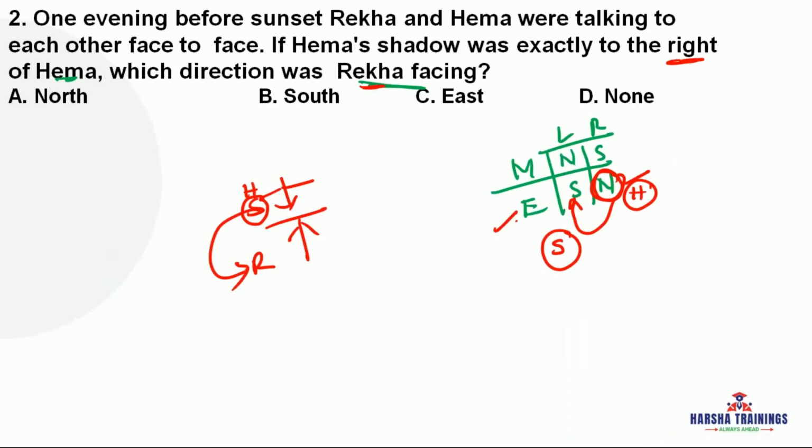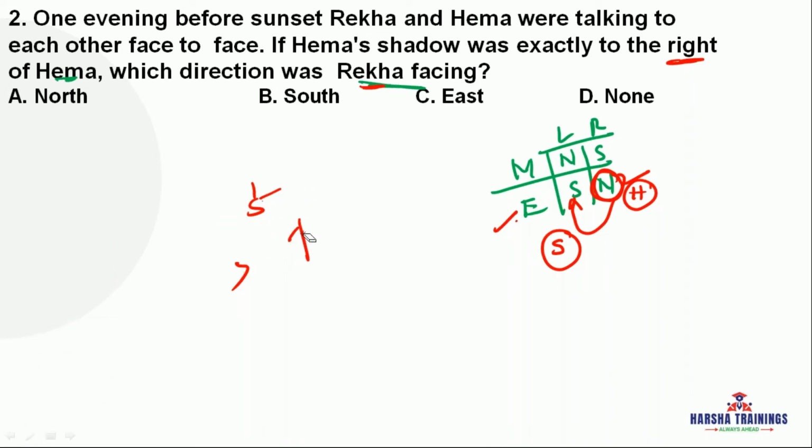Okay, so can I ask one question in model number 3? For example, listen carefully. One afternoon, two friends A and B were talking to each other face to face at a crossing. A's shadow was exactly to the right of B's right hand side. In which direction was B facing now?